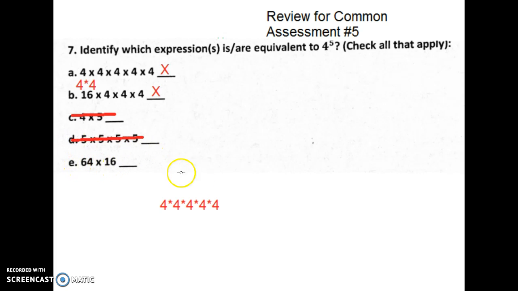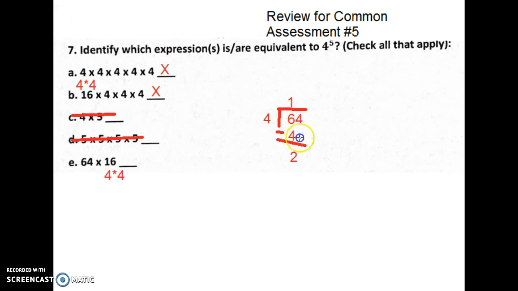And now we have 64 times 16. Well, I don't know, so let's work that out a bit. We know 16 breaks down to 4 times 4, right? Because we know our math facts, so we can tell. Now 64, let's see if we can divide by 4. 4 goes into 6 one time. Bring down my 4 over here. I can subtract, and that's going to equal 2.